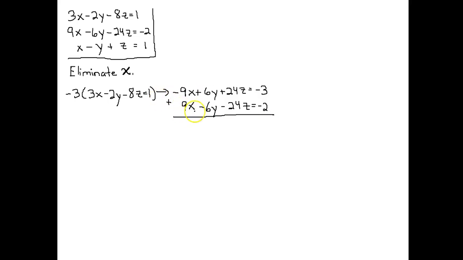Oh my goodness. Upon further inspection, every variable has opposite coefficients. Left side ends up just being 0 because you get 0x, 0y, 0z. Right side, on the other hand, ends up being -5. This is false. Variables are all gone. We end up with a false statement. There is no solution to this. So your three planes do not all intersect at once.